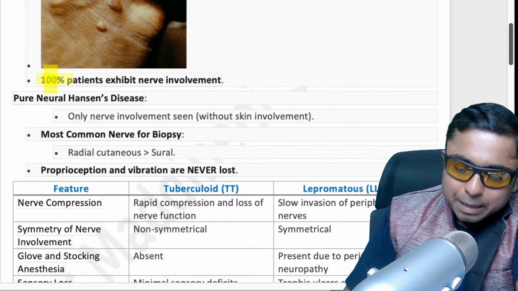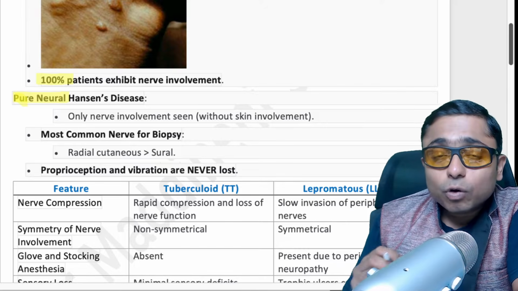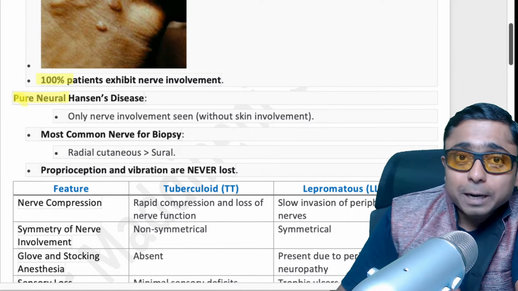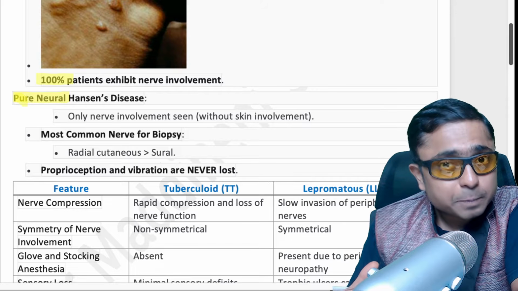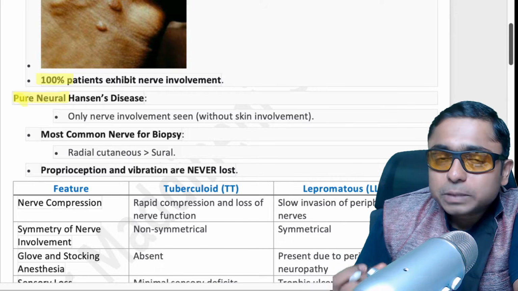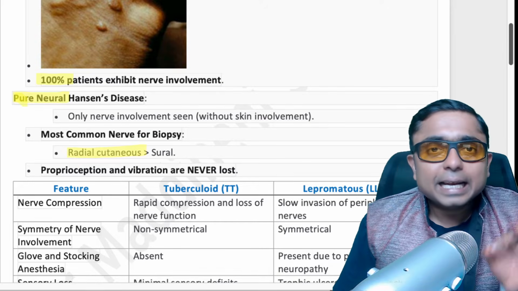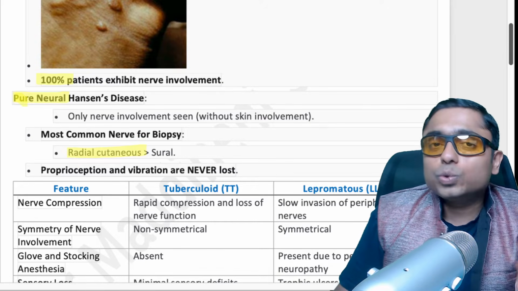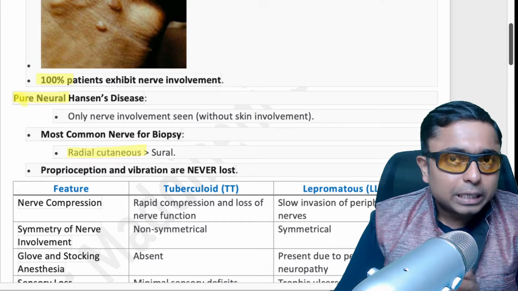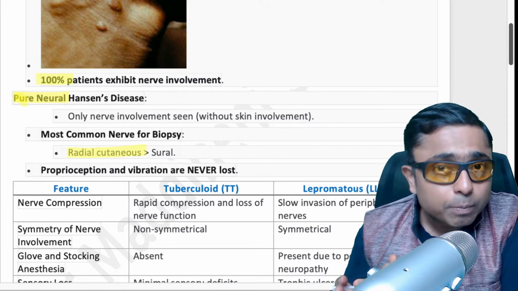So if there is a patient having only nerve involvement in leprosy, we call it pure neuritic leprosy, so there will be no skin lesions. So we have to biopsy a nerve to diagnose this condition. So we are going to use the radial cutaneous nerve or sural nerve for this purpose. What is the reason for selecting only these nerves? Because these do not have any motor innervation.